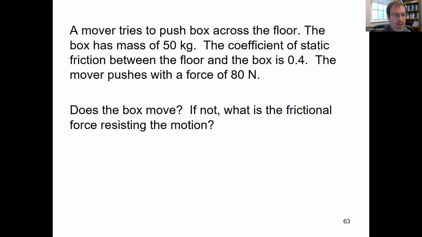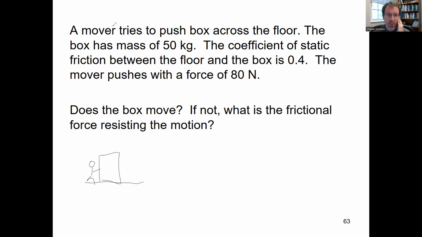All right, so we'll start out just by drawing a little picture here to represent the box. There we go. There's a box on the floor. There's a little mover. There we go. Trying to push the box to the right. And we're asked, does the box move? Okay. So we've got our picture. We can now picture that in our heads.